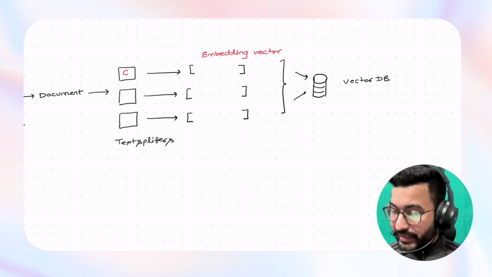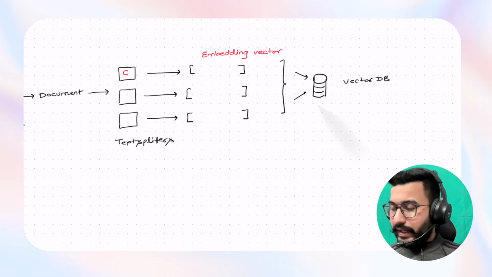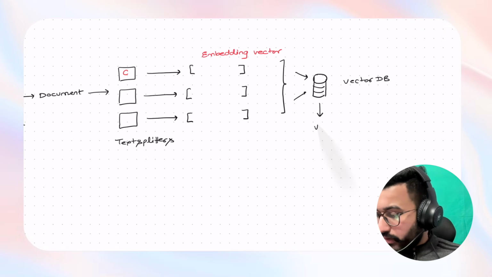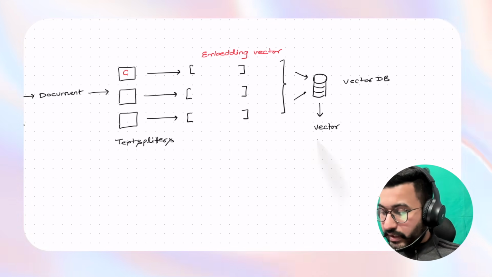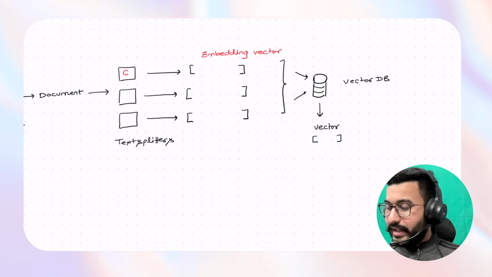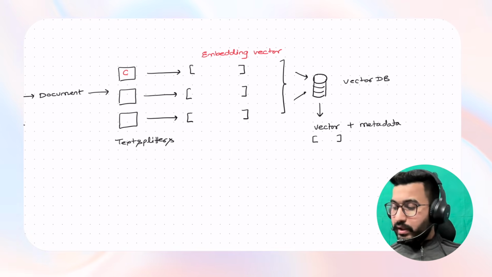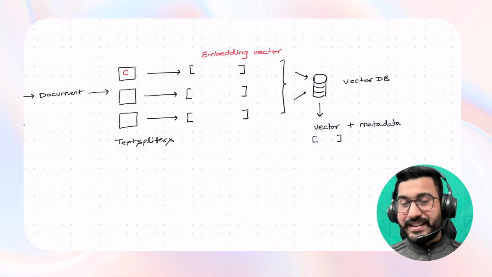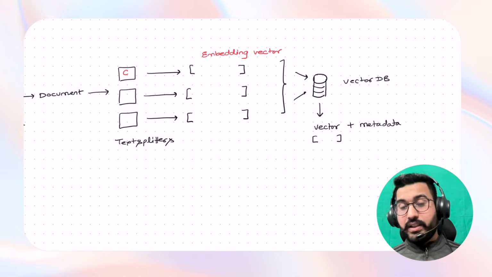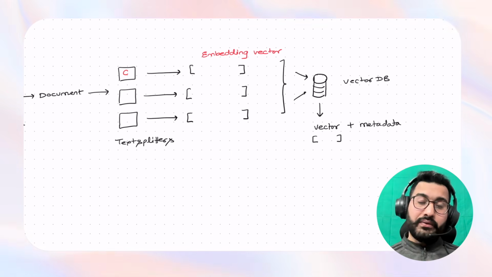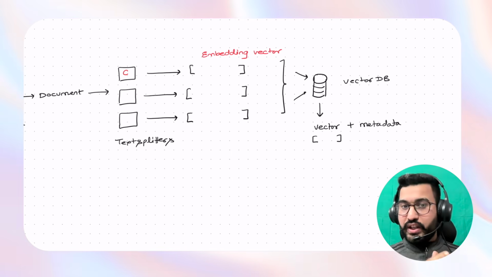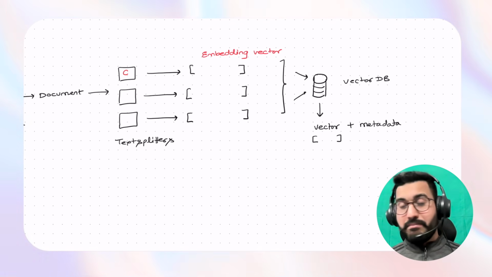Now, these databases hold your vector in two formats. One is the vector, which is basically a numerical representation of the entire text. Plus, it also preserves the metadata of that particular vector. So let's say if this chunk has some metadata, your vector database will not only preserve the vector representing that particular chunk, but also the metadata.